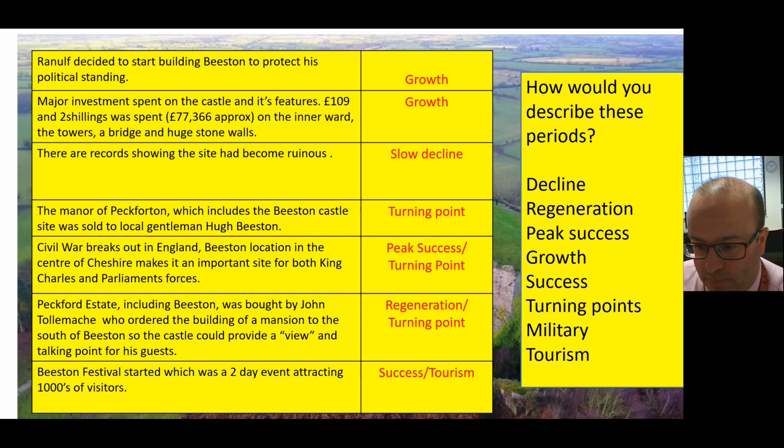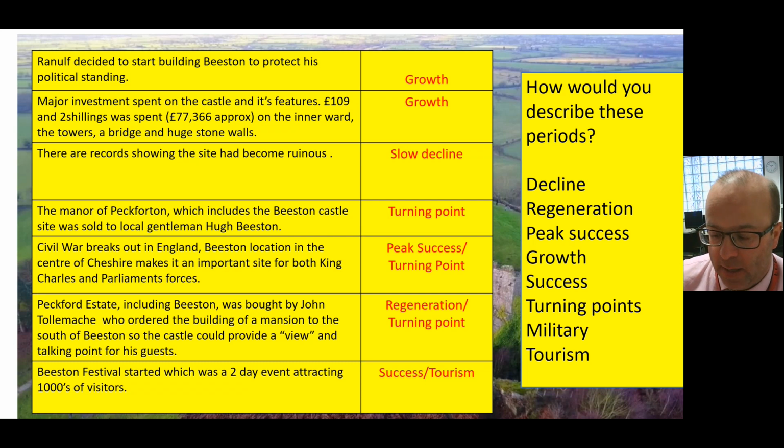Quite quickly here as an example, it's about the castle's history, when it was started to be built by Ranulph, up to when it's been used as a tourist attraction. So in an example, in a question, you could be using some of the facts that are on the left. And when you're explaining, you're using the red words that are next to it.